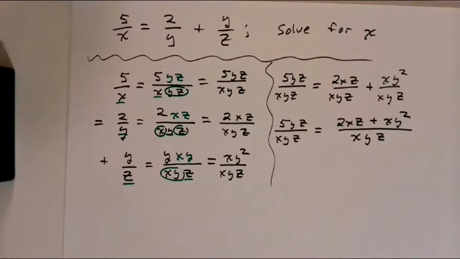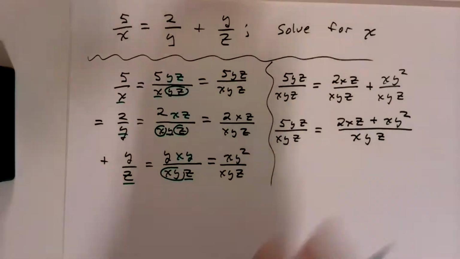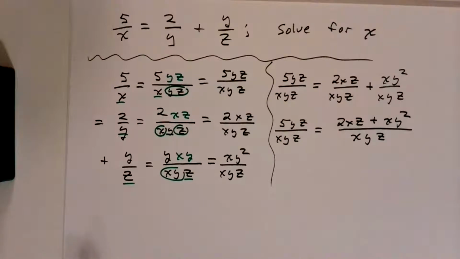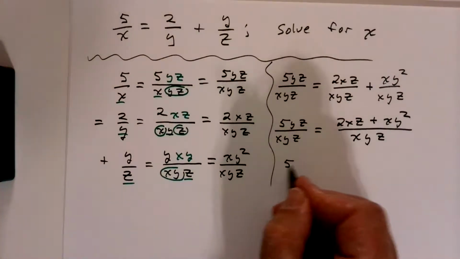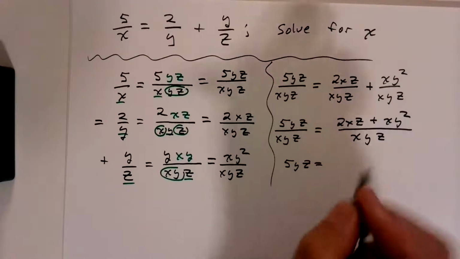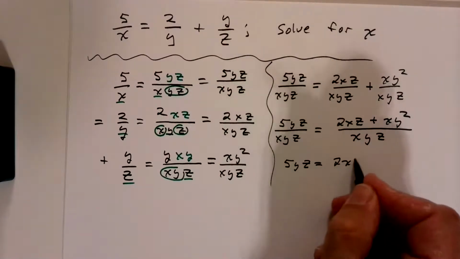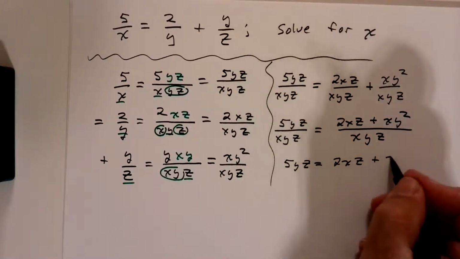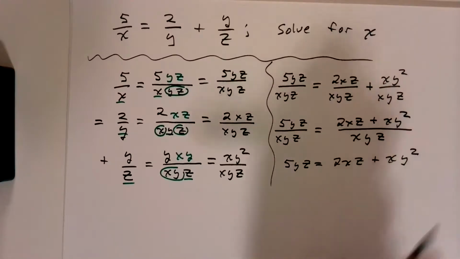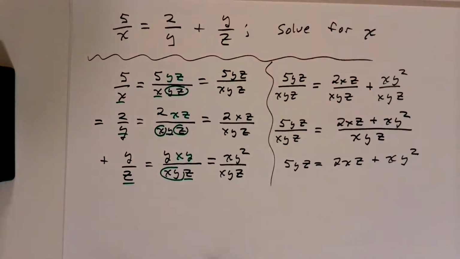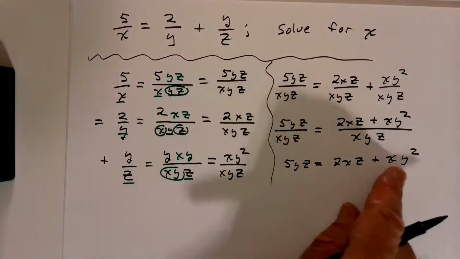We see I have two fractions, they're equal, and the bottoms are equal, therefore the tops have to be equal. So taking it to the next line, that will tell me then that 5yz has to equal 2xz plus xy squared. And my goal, remember, is to solve for x. I want to isolate the x, get the x by itself.